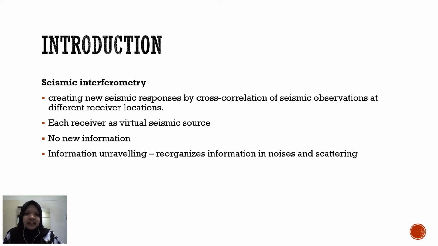Seismic interferometry is the methodology by which new seismic responses are created by cross-correlation of seismic observation at different receiver locations or timings. Each receiver can be turned into a virtual seismic source. Even though we say that it is a method of getting new response, in fact, we only cross-correlate the impulse and we do not get any new information. But it helps us reorganize the information hidden in the noise signal or the complex scattering, which makes the interpretation easier and can be further processed by standard tomography inversion or reflection imaging methods.